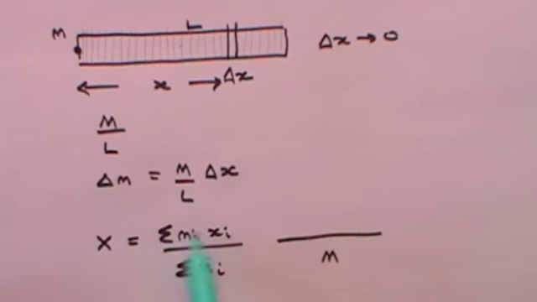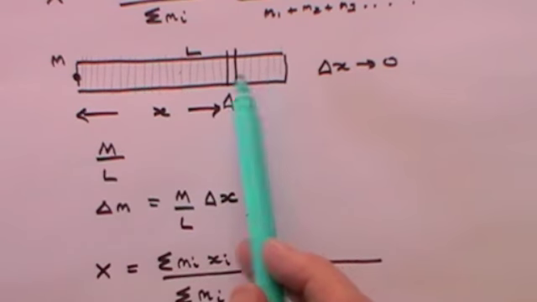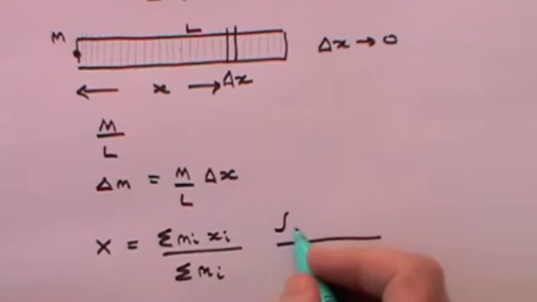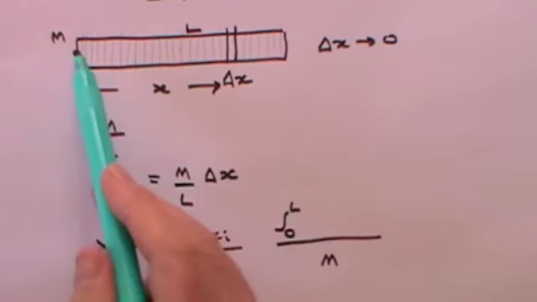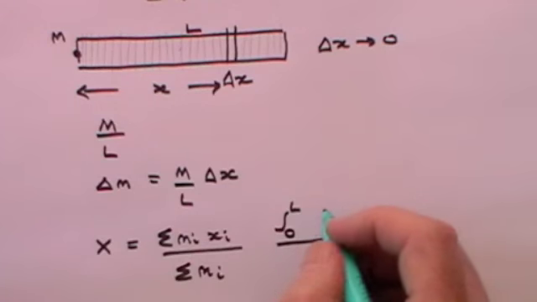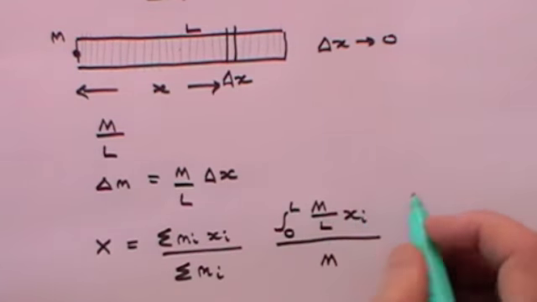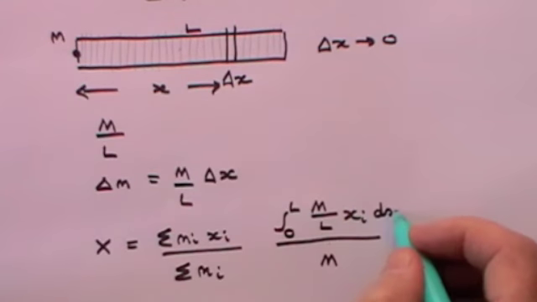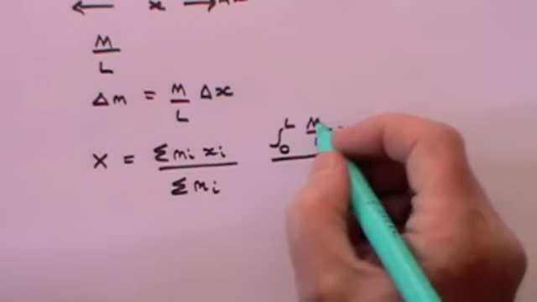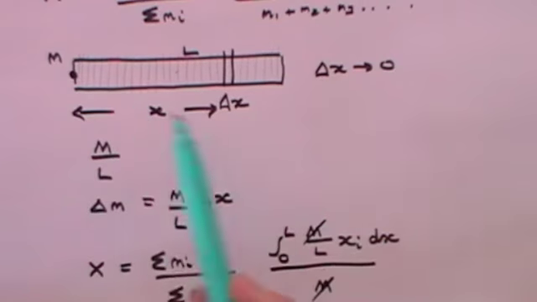When you've got a sum term for a continuum, you have to go to the integral. So this sum term is replaced by an integral from 0 to L, i.e. from 0 to the full length, of m over L times x, or xi, times delta x, which is replaced by dx. The m's cancel. The length is constant. L doesn't vary.